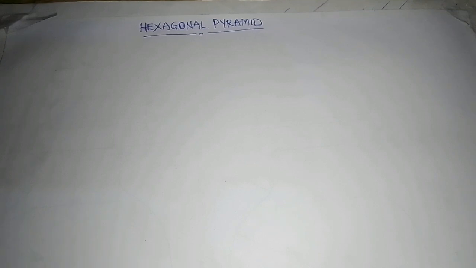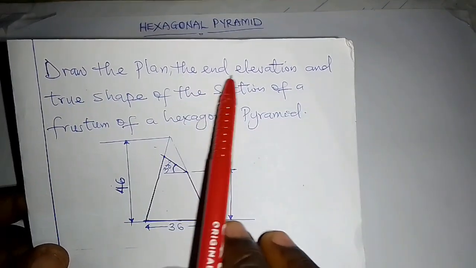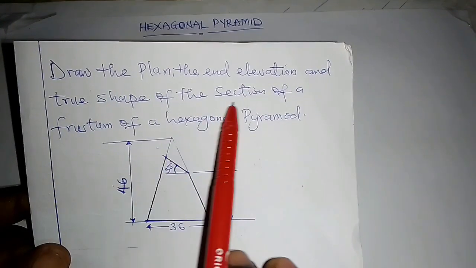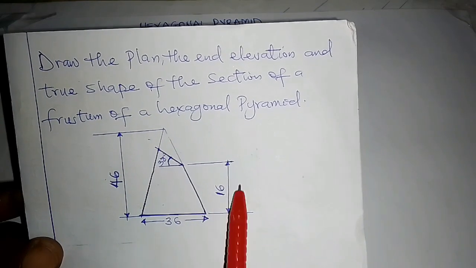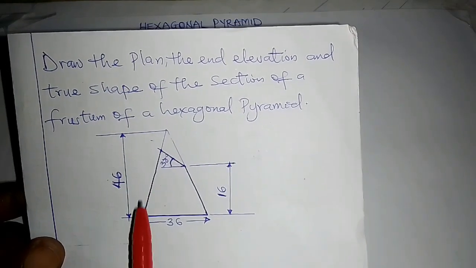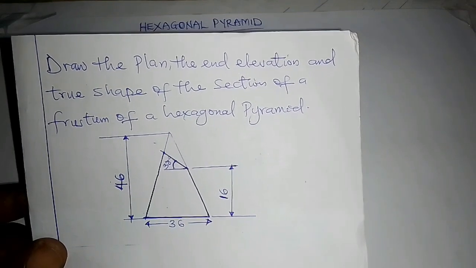Today we'll be looking at the frustum of a hexagonal pyramid, how to draw the plan, the end elevation, and the true shape of the section of a frustum of a hexagonal pyramid. We have a question here. The question says, draw the plan, the end elevation, and the true shape of the section of a frustum of a hexagonal pyramid. Now this is the shape, so we'll be drawing the plan, then drawing the end elevation and the true shape.